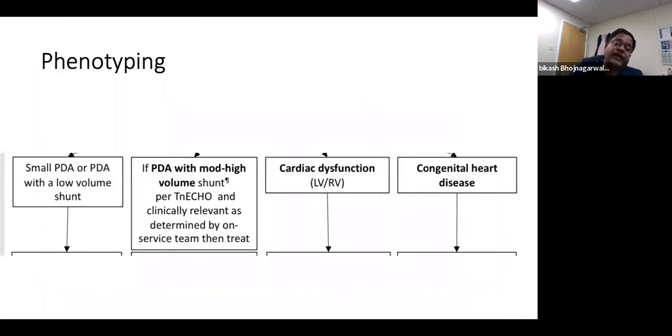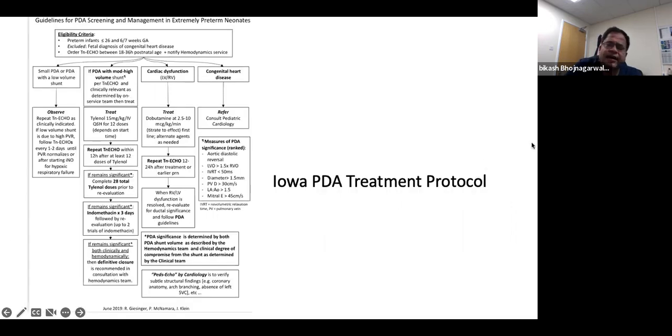Based on the echocardiographic findings, you can phenotype them as a small PDA with a low volume shunt, or a PDA with a moderate to high volume shunt, which needs treatment. Cardiac dysfunction: if you identify cardiac dysfunction, stay away from treatment, and you have to rethink how you follow this baby and rescreen this baby. And if you have evidence of congenital heart disease, of course you're not going to treat. And then I have a protocol which we've all seen, for how, once you phenotype the baby, you decide to go ahead with the treatment.